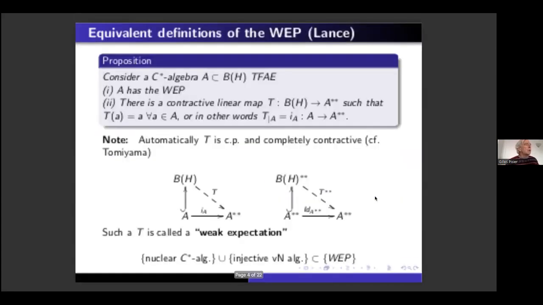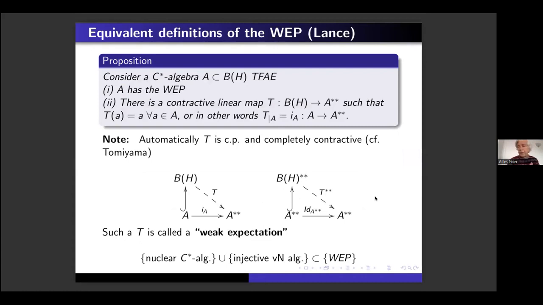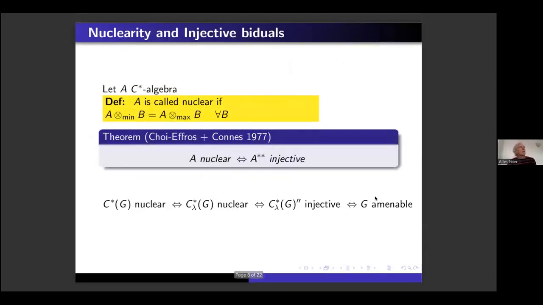Okay, so of course the observation is that the weak expectation property contains a strange class, which is the union of nuclear C-star algebras, which of course are separable, and injective von Neumann algebras. So it's important to know the connection with nuclearity.